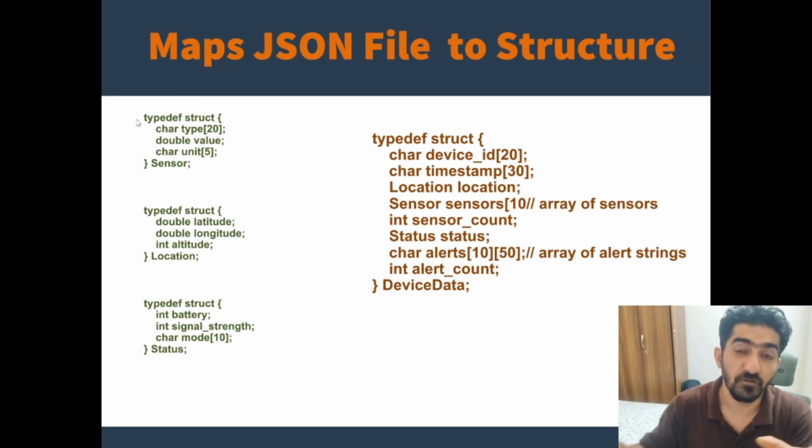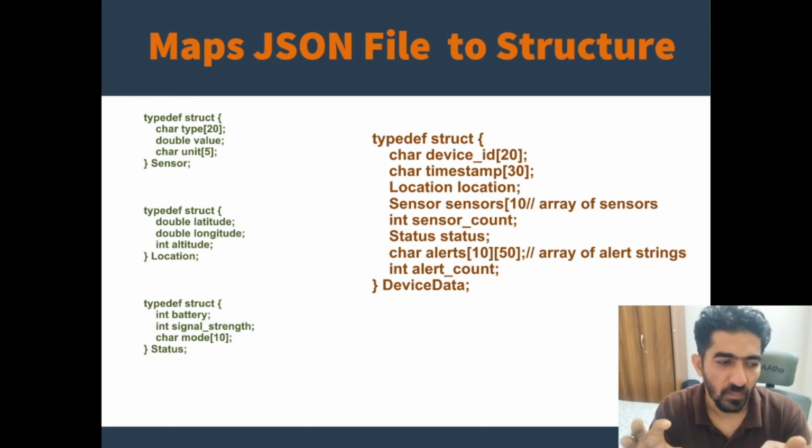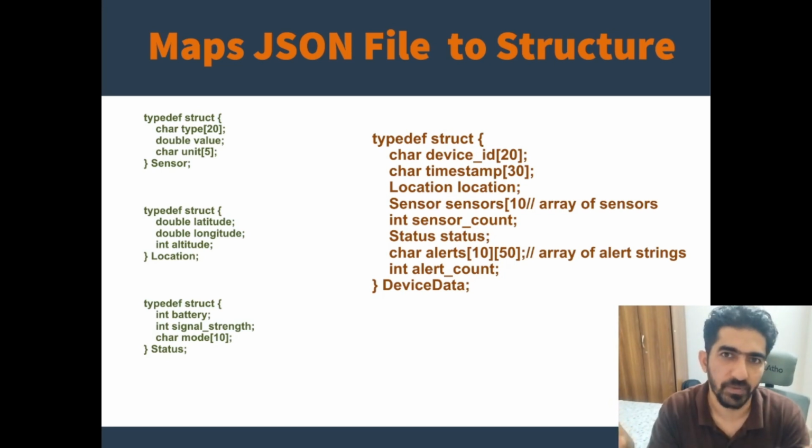So this can be done vice versa as well. For example, we have this structure, we want to create that JSON file and send it over the network to the remote location. That also can be done using some library function. We are using cJSON APIs. In the next session, we will study how to create a JSON file using the cJSON APIs, and how to parse the data using cJSON APIs.